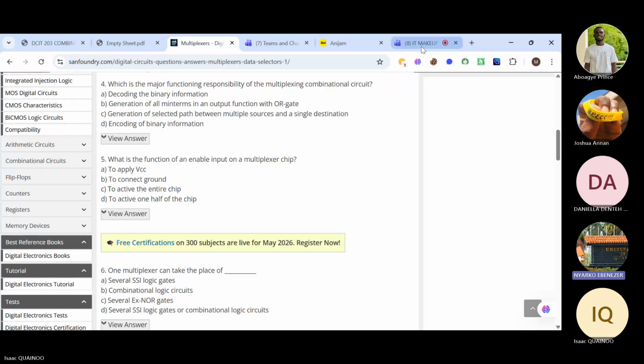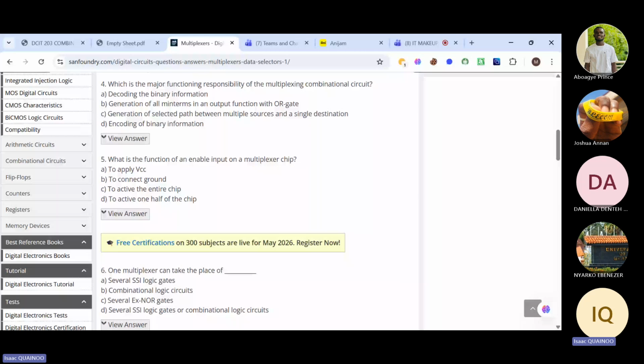I'll go for B. All right, so we are going for generation of all minterms of an output function with OR gates. Yes, sir. So anyone else with another selection? I second the B. Okay, so we have A and then B, right? So I think I also go for a B.